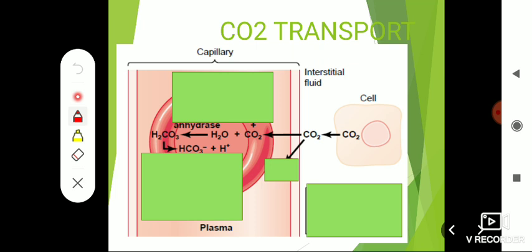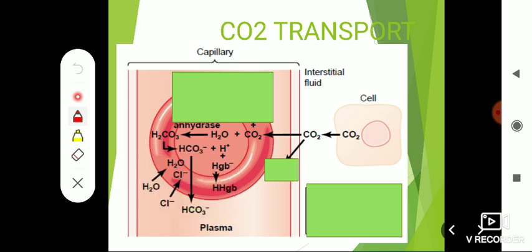Now let's see what is the mode of transport. The first transport mode is that CO2 will enter the RBCs. It will combine with water to form H2CO3. Now here H2CO3 dissociates to form HCO3, that is bicarbonate, and H ions are released. This is the main dominant form of transport of CO2 in the blood, in HCO3 form. So CO2 combines with water in presence of carbonic anhydrase and H2CO3 is formed. This is the first form.